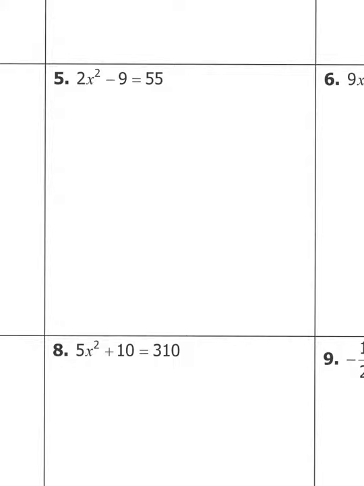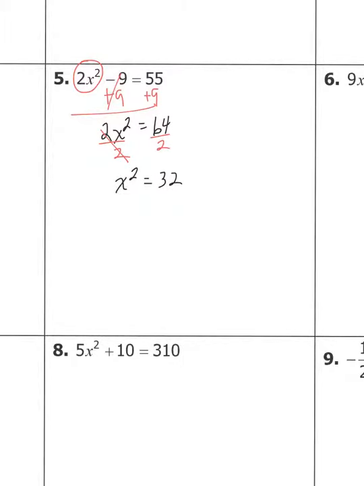So pause and fix. Okay, so for 5, you're going to get this by itself, so we're going to add 9. So I get 2x squared is equal to 64. Divide by 2. X squared is equal to 32. Now, when you take the square root of both sides, again, don't forget that plus minus, 32 is not a perfect square, but we can prime factor it.